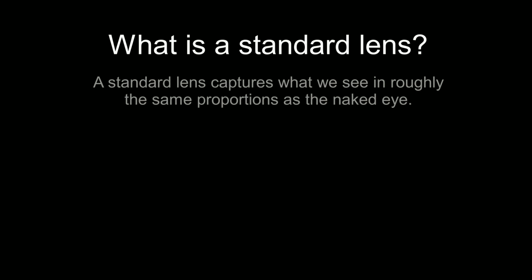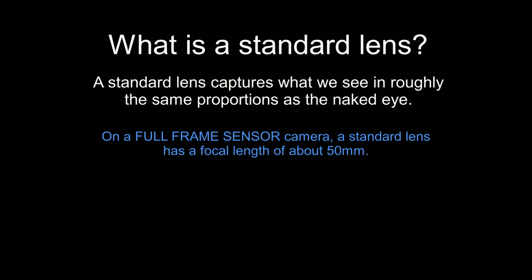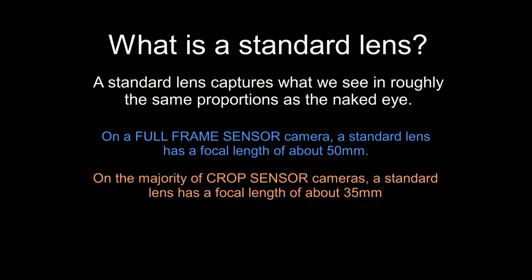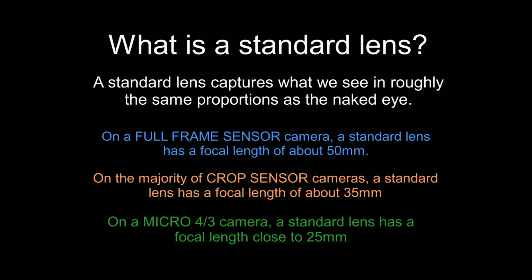The standard lens is the one that doesn't magnify or reduce. In other words, it doesn't make things bigger or smaller. It reproduces things in roughly the same proportions as the naked eye. In terms of focal length, that can vary depending on what type of camera you have. On a full frame camera, a standard lens has a focal length of about 50mm. On the crop sensor cameras, which make up the majority of the DSLR market, a standard lens is around 35mm, and on the micro four thirds cameras, a standard lens is about 25mm.